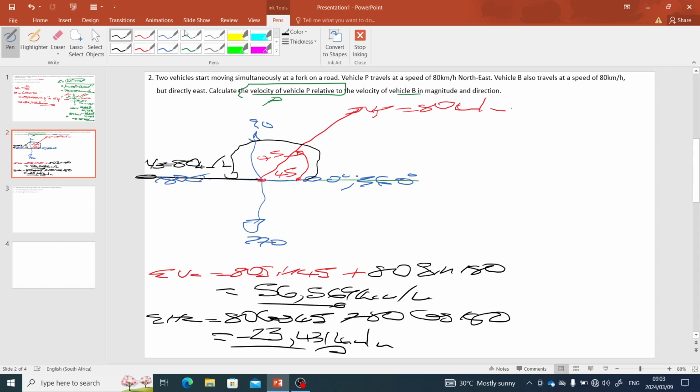Now, all forces going up are positive. All forces going towards east are positive. All forces going towards west are negative. South, negative. Now, when you look at these components, you can tell that the vertical component is heading north, and the horizontal component is heading west. It means this is where your resultant would be.